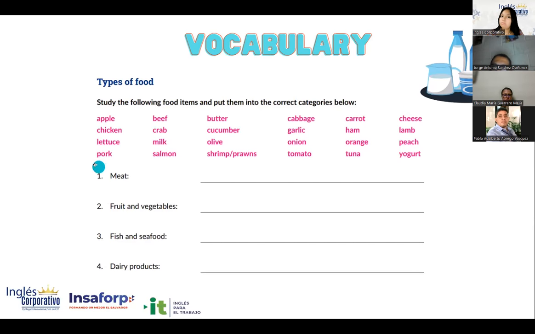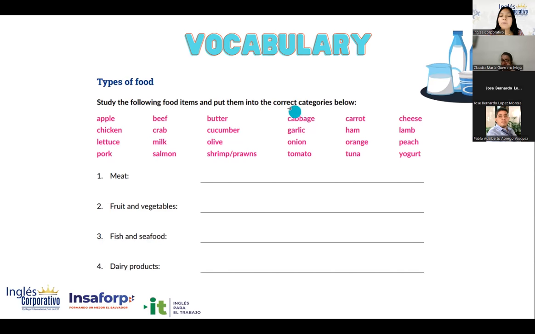Let's see. From here? No. What about from here? Crab and salmon. Yes. Salmon, without L. The L is not pronounced. So we say salmon. Okay, from here? Shrimp. Okay, or prawns. So shrimp is in American English and prawns is in British English. So whenever you see prawns, it's the same as shrimp.